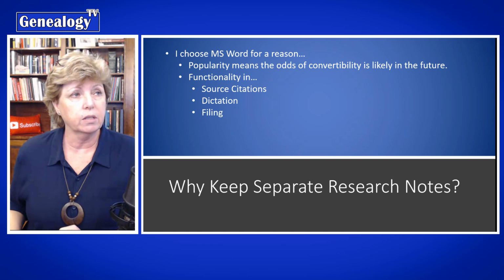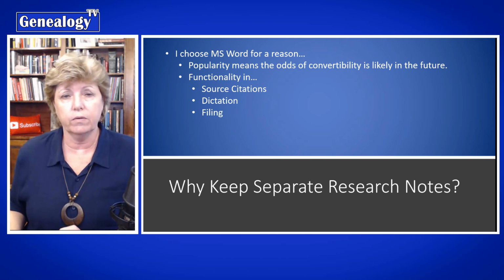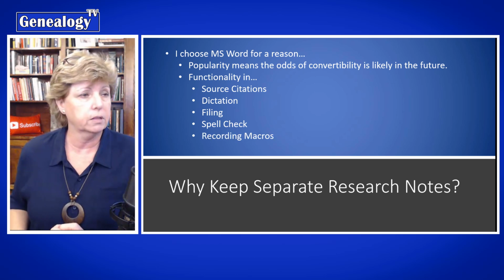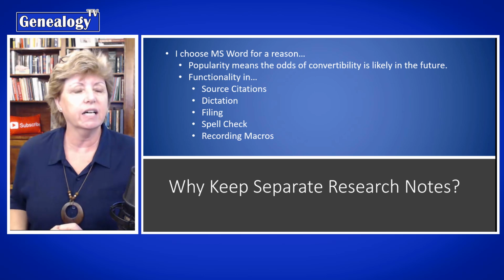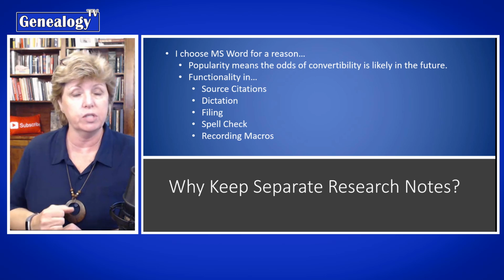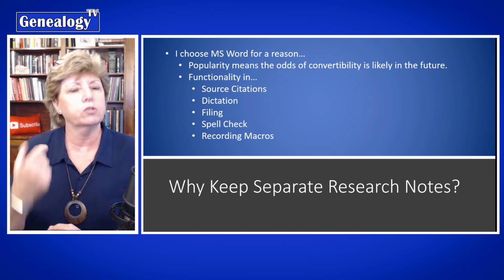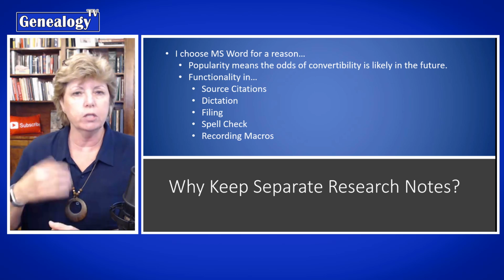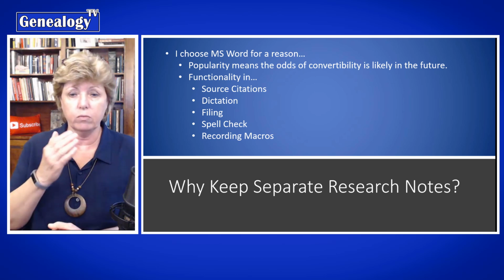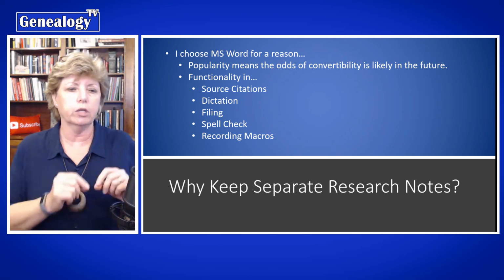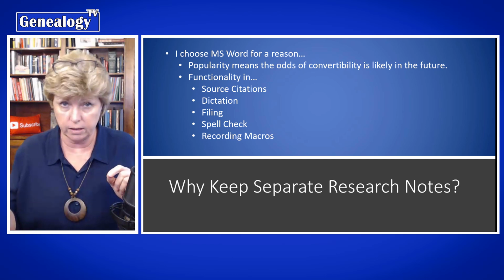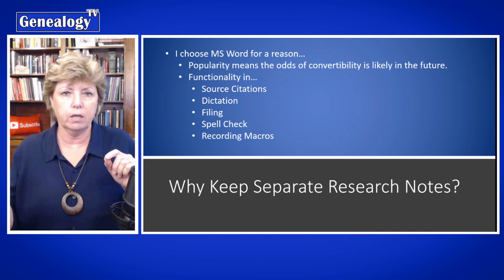Filing is another reason I use Microsoft Word, because of the ease of filing and its spell check functionality. I can't spell worth diddly squat. And the fact that it has the ability to record macros. If you're not familiar with macros, I use these a lot for source citations. In Microsoft Word, it's literally a record and playback function. So you can create a source citation in your footnotes for the 1900 census as a generic thing.